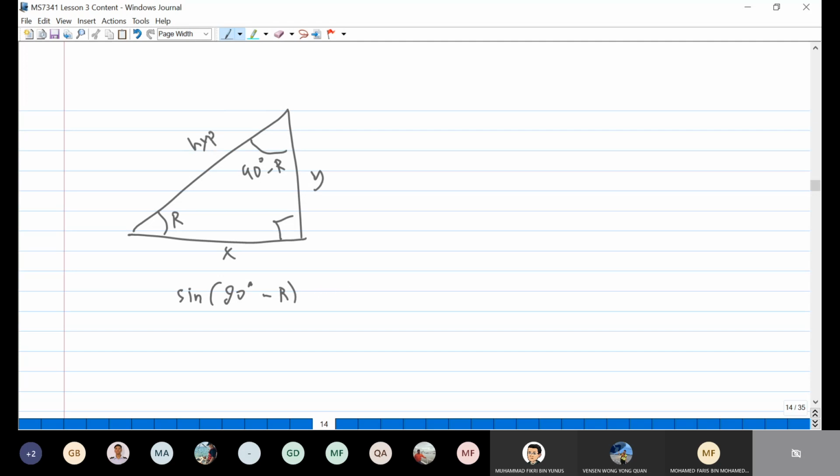So sine of 90 minus R, we know is actually opposite over hypotenuse. So it's X over R, X over hypotenuse. But X over hypotenuse is actually the same as cosine R. So generally, sine of 90 minus R is the same as cosine R. So next time I see sine of 90 minus R, this is actually the same as cosine R.